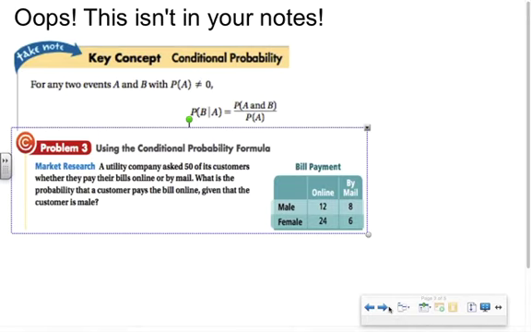I apologize profusely. This formula for finding conditional probability is not in your notes. So you probably want to copy that down.